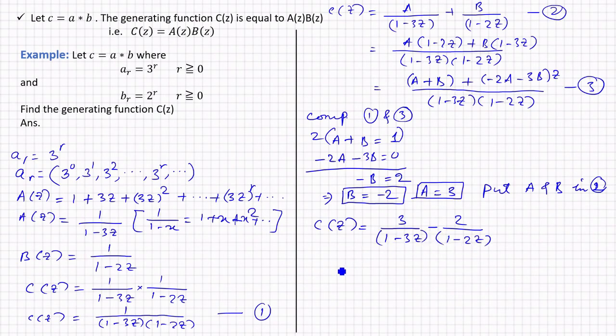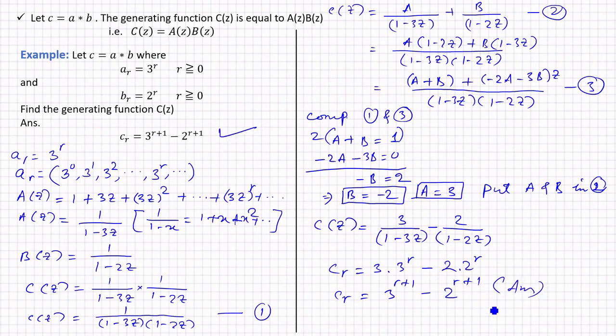Now we can write it in the form of a numeric function. So C_r is equal to 3 into 3 to the power r minus 2 into 2 to the power r. So C_r is equal to 3 to the power r plus 1 minus 2 to the power r plus 1. This is the answer we got, and this answer is equivalent to C_r equal to 3 to the power r plus 1 minus 2 to the power r plus 1.